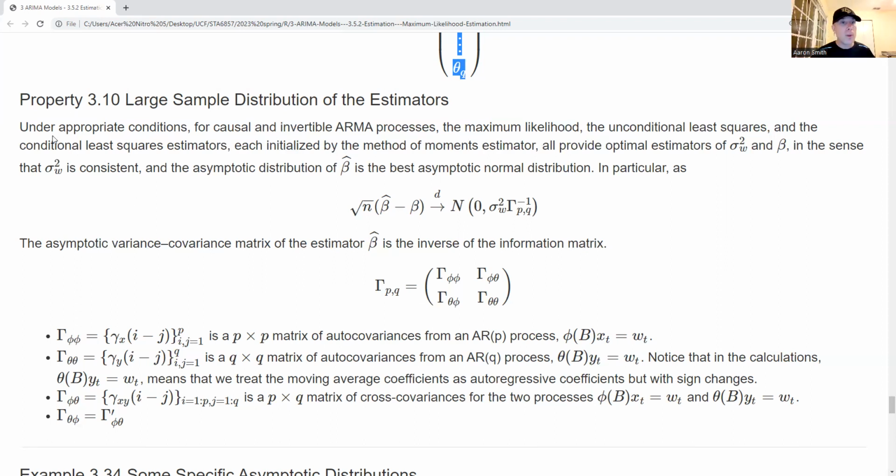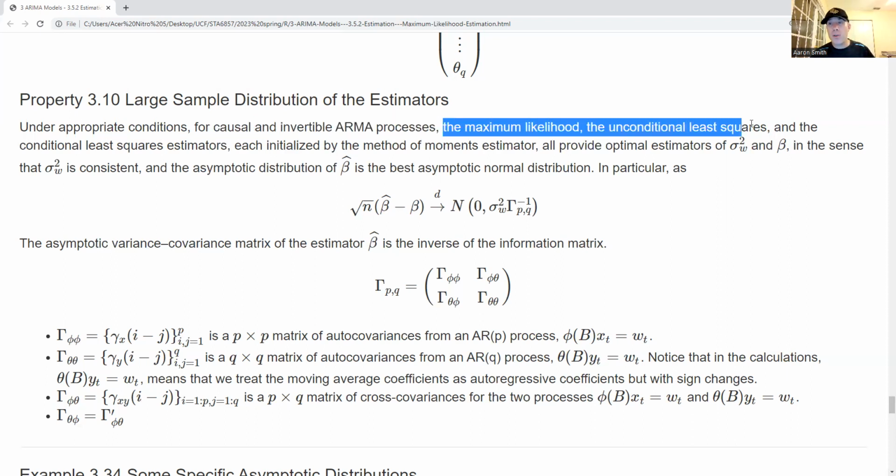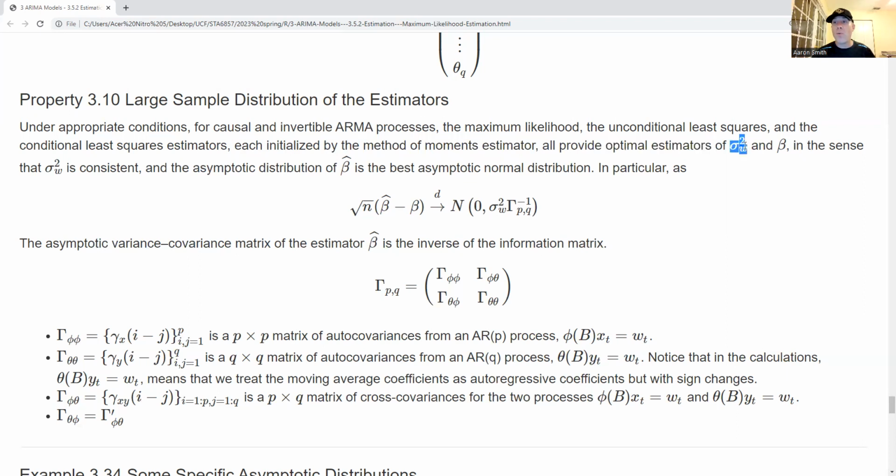All right, so under the appropriate conditions to have the central limit theorem invoked for causal and invertible autoregressive moving average processes, the maximum likelihood, the unconditional least squares, and the conditional least squares estimators, each initialized by the method of moments estimator, all provide optimal estimators for the white noise variance and those coefficients, in the sense that the white noise variance is consistent and the asymptotic distribution of our coefficient estimates is the best asymptotic normal distribution. Okay, so remember, when I say best, that's minimum variance.